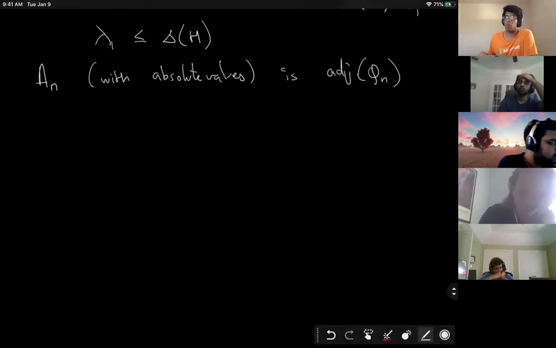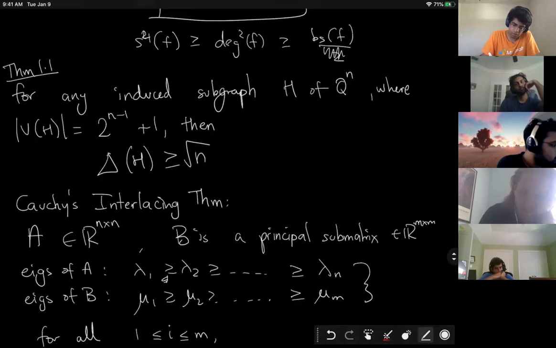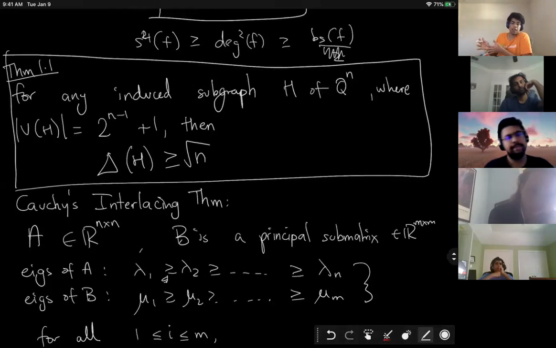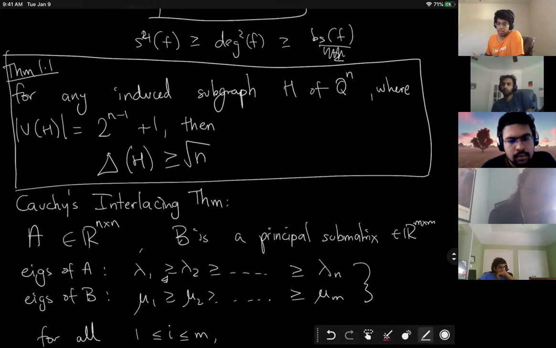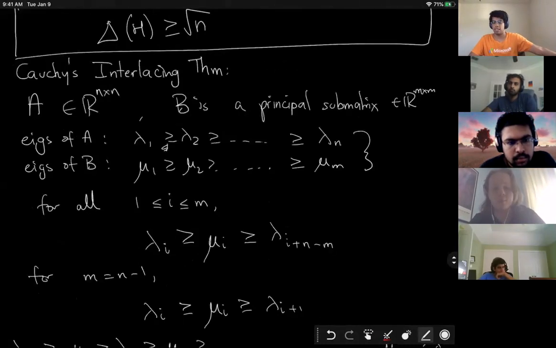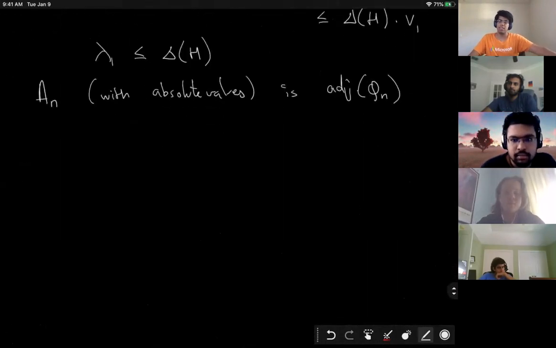Okay, so now what you do is you want to prove this theorem right up here. If we've forgotten what theorem we're proving, theorem 1.1. This is what we're trying to prove: given any H, which is a subgraph of Q_n, then this is true. Now, does anyone have any connections to make with induced subgraphs and something else that we've talked about? The Cauchy interlace theorem. Right.